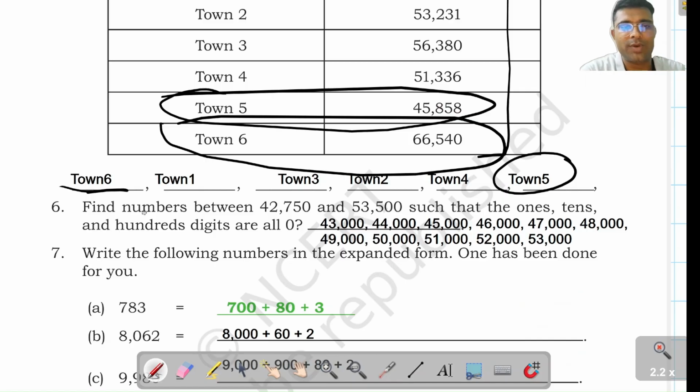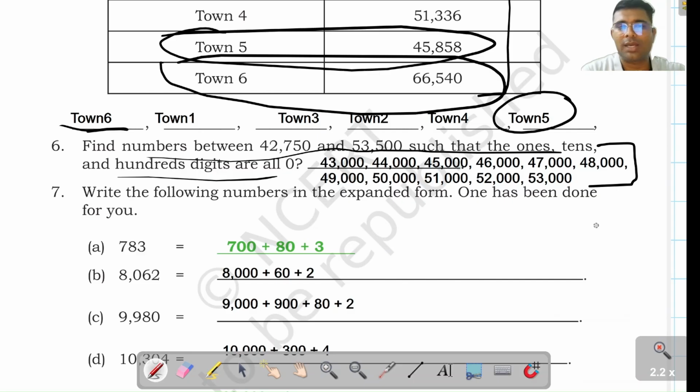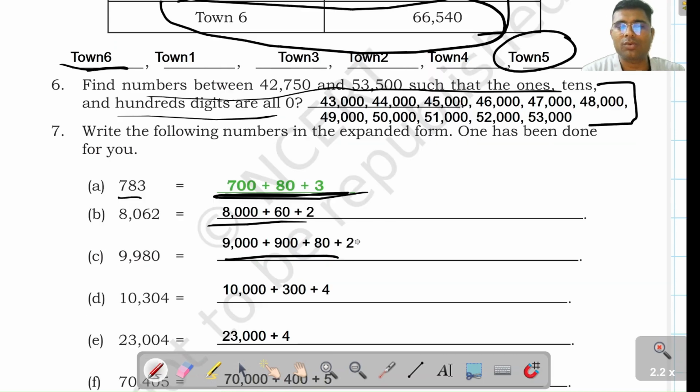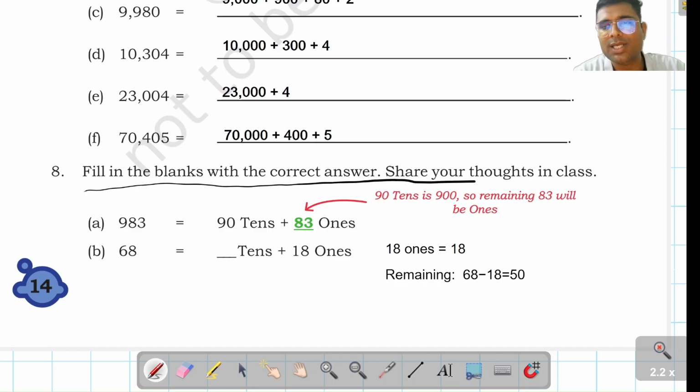Question number 6, बच्चों, find numbers between this and this where the ones, tens and hundreds digits are all 0. So I have written here, you can see. Question number 7, we have to write these numbers in expanded form as it is given here. It's quite easy, I think you can do it easily. Question number 8, fill in the blanks with the correct answer. Share your thoughts in the class.